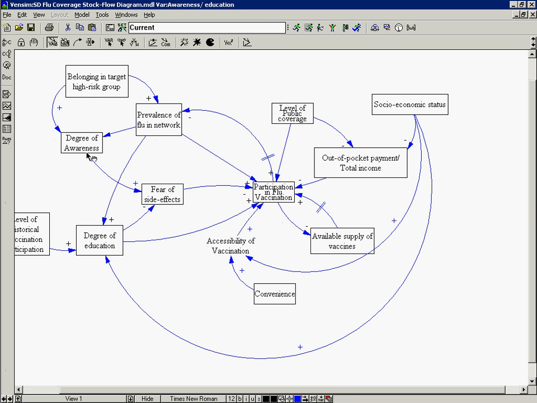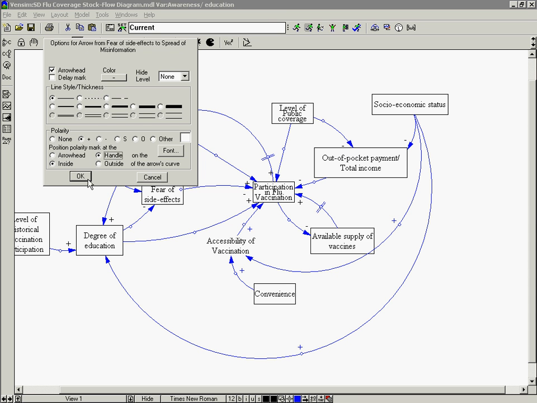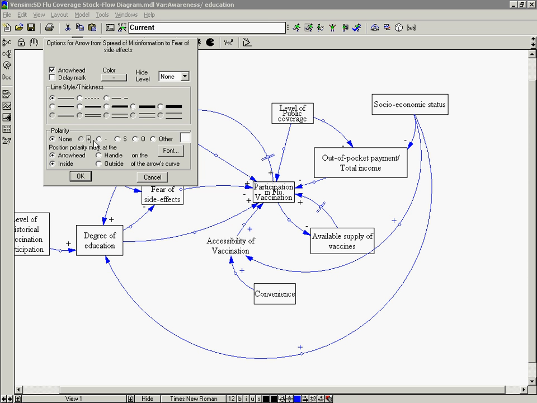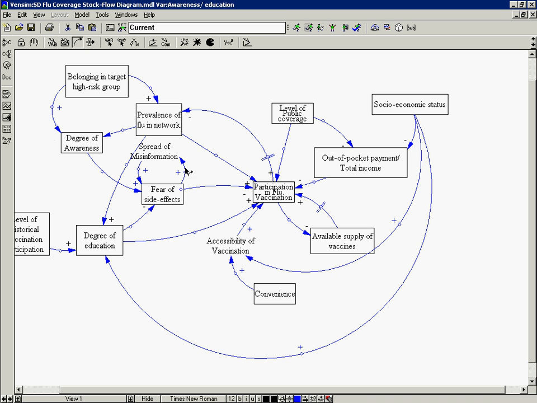Okay. Fear of side effects might lead to spread of misinformation or something like that. And spread of misinformation in turn might enhance fear of side effects, in the sense that you have the rumor mill and it tends towards sometimes more extreme claims. So there's this interaction there. And of course, degree of education already interacts through fear of side effects here. Similarly, degree of awareness also interacts maybe through fear of side effects leading to spread. So we don't need a direct connection.